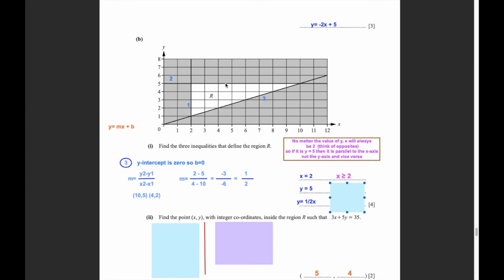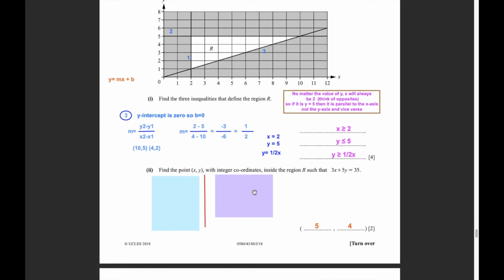Now y is equal to 5. You notice that R is below the line, meaning it's less than 5, but it's also a solid line. So it's y less than or equal to 5. And finally the last one, R is above this line, so that means it's greater than, and it's also solid. So it's greater than or equal to half x. So that would be your answer. You can get rid of these or you can just place them to the side somewhere. Just be careful not to place them here because you don't want to lose these marks, okay?